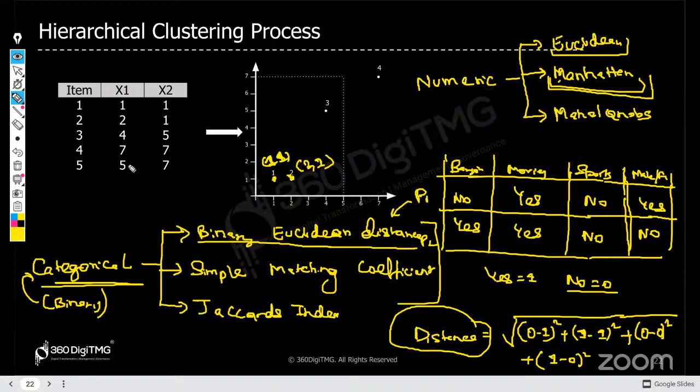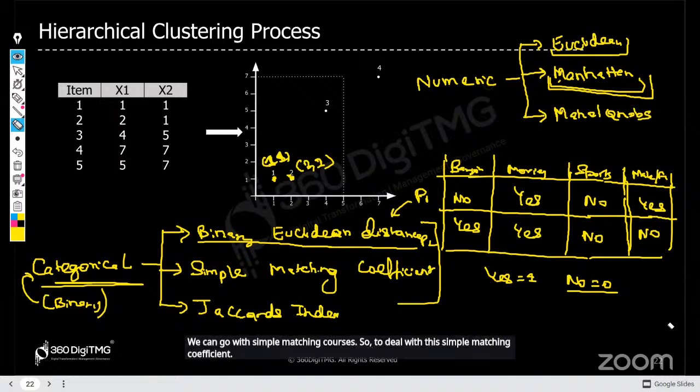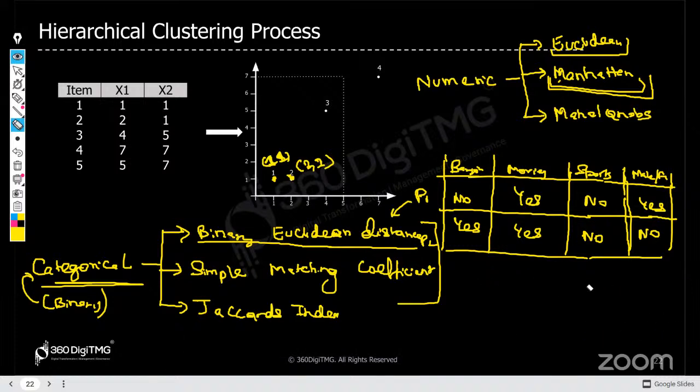In the same way, we can go with the simple matching coefficient. To deal with this simple matching coefficient, we will create person 1, person 2.